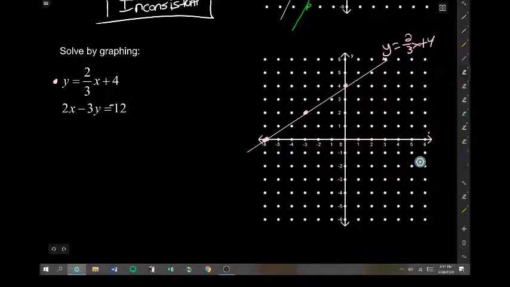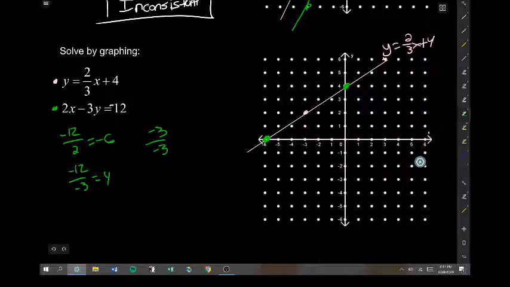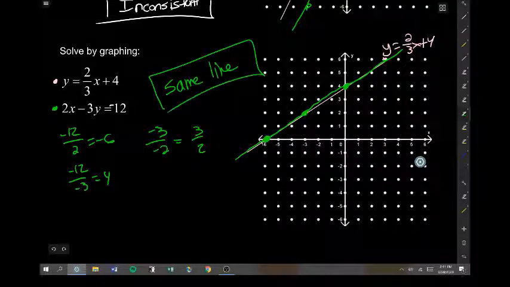I'll graph this one in a nice bright green. The x-intercept is negative 12 divided by 2, which is negative 6. Here. The y-intercept is negative 12 divided by negative 3, which is positive 4. Here. The slope is negative 3 over negative 2, which is 3/2, which is here and here. This is the same line twice. Same line twice. If it's the same line, it intersects everywhere on this line. It has an infinite number of solutions.